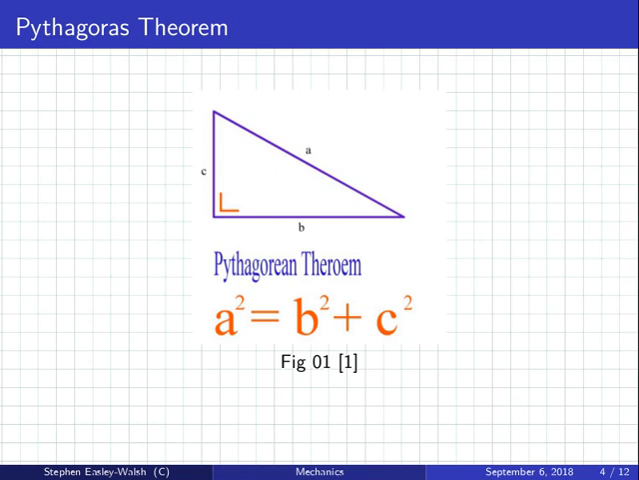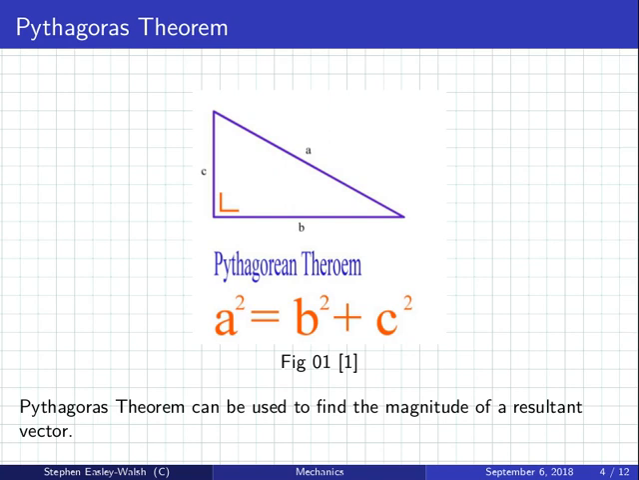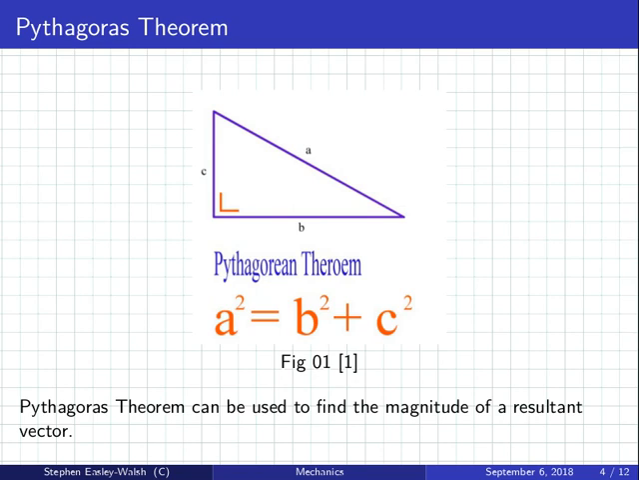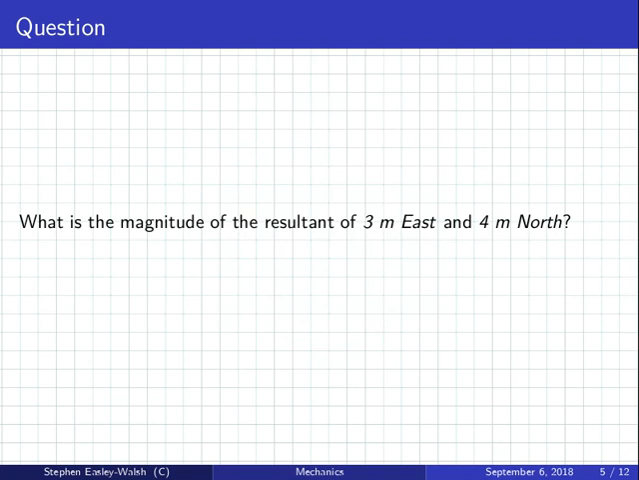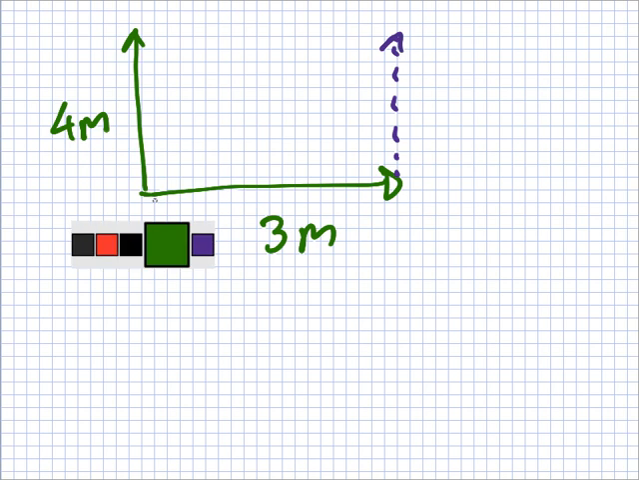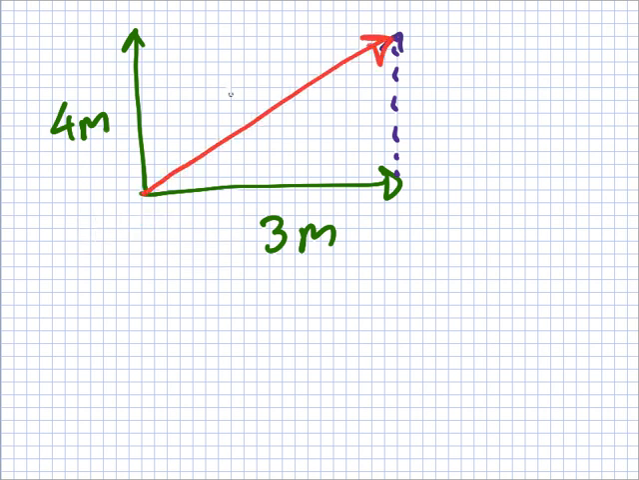Okay. So we can use Pythagoras to help us here. Before we look at how to resolve, let's just look at how to combine, how to add. So what is the magnitude of the vector 3 meters east and 4 meters north? Let's have a look at this one. If you go 3 meters east, 4 meters north, then you have this result here. But my question is, what is the magnitude? How big is this? Well, if you know Pythagoras, you could work it out.